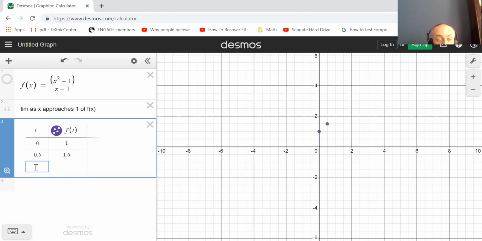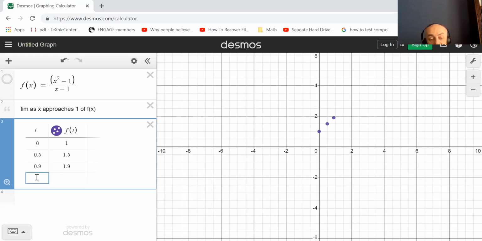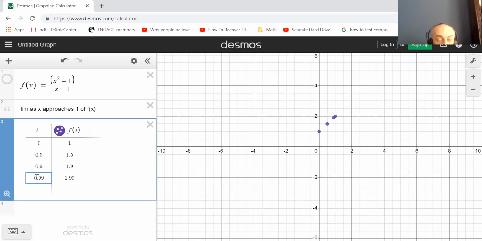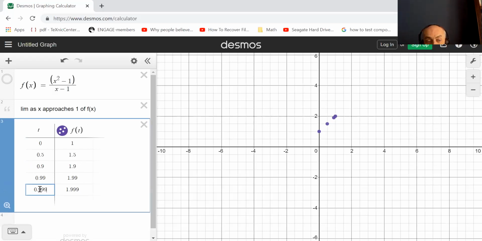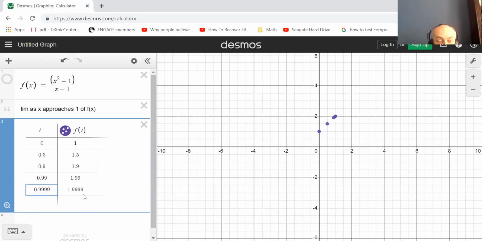automatically in the table. And you want to put 0.9, and that's going to tell you that the value of f is 1.9. And then you're going to put 0.99, for example, and that's going to give you 1.99 here in the table. And let's put 0.9999, a large number of nines, like 4 here, and that's going to give you 1.999.